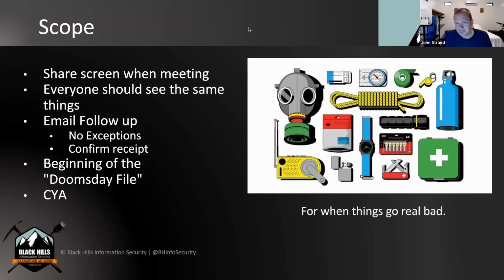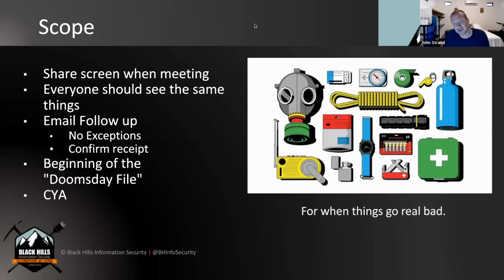So scope. Whenever you're talking about scope, what are you specifically allowed to test and what are you not allowed to test? You need to share the screen with the customer. You need to be filling out the scoping document at the exact same time so everyone sees the exact same things. And then when you're done, you share that document with the customer, and there should be no exceptions to this rule. You're going to send it, and then the customer has to respond back and say, yes, they received the scope document as well.